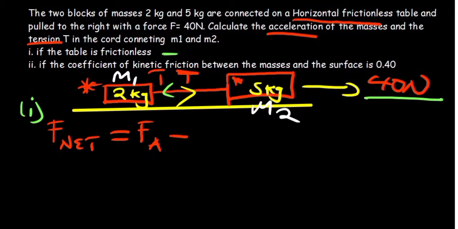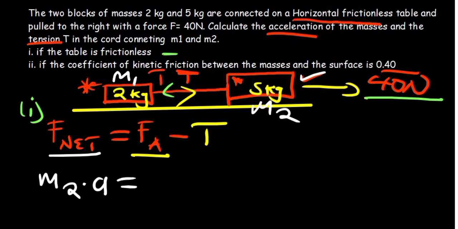Starting with the first object, the 5 kg mass there, the applied force is 40 newtons. That is what is making it move, and we've indicated it in the formula. Now we are going to subtract the opposing forces. The only opposing force in this case is tension. So the net force is the product of mass and acceleration. The mass of that object is m2, and we don't know the acceleration. So m2 times a is equal to the force applied minus the tension. That is our first formula.